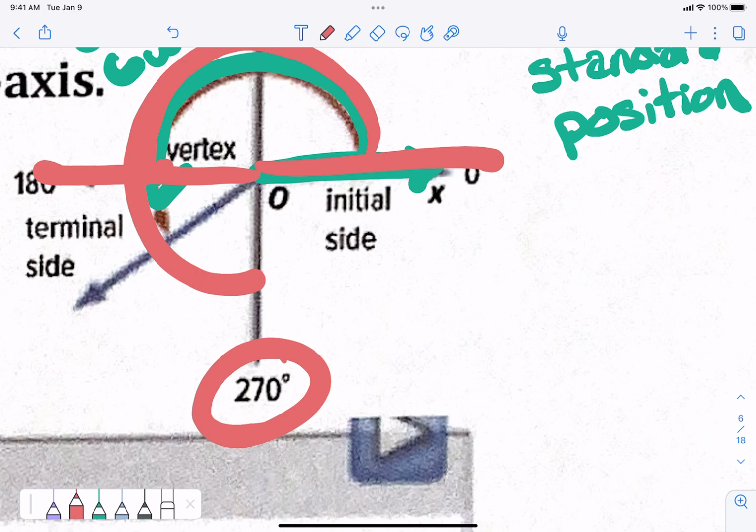So what we're going to be doing is mapping angles onto these coordinate planes and rotating them around. So you can graph a 200-degree angle. You can graph a 450-degree angle, that type of thing. It's just starting in standard position and rotating around counterclockwise.